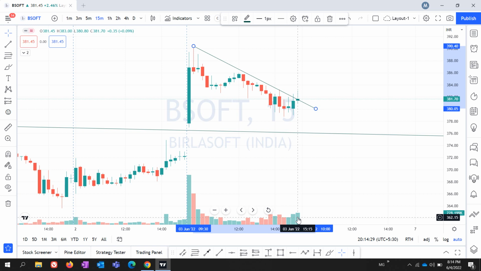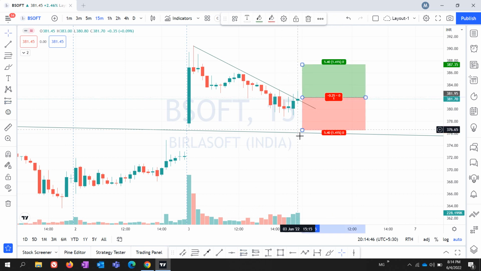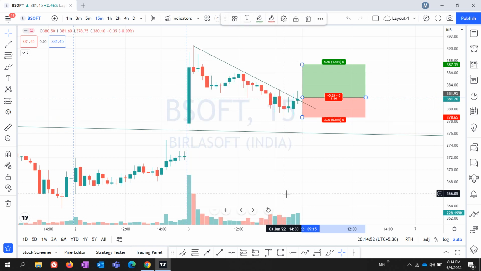So Birlasoft would have been a good BTST opportunity. Since the session is closed, you can look at this stock on Monday also, in the next session, for a long side opportunity. What kind of trade can we do? Somewhere around this level over here, 382, I would prefer a 15-minute candle to close above 382, and my trade would have a limited stop loss of 378.5.